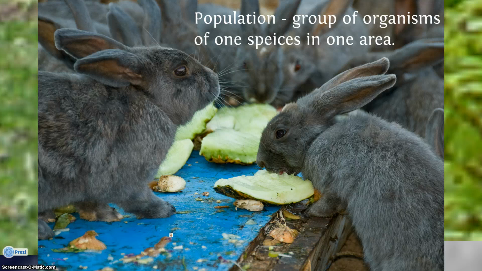Remember that a species is an organism or two organisms that can breed together and produce viable offspring, offspring that can then reproduce. So if I have two different species, even though they look alike, they're unable to make any viable children. Here I have my bunny population feeding on, it looks like some kind of fruit. And remember that the population has to be in one single area. So this could be the bunny population of South Carolina, whereas the bunny population of Venezuela is going to look very, very different.